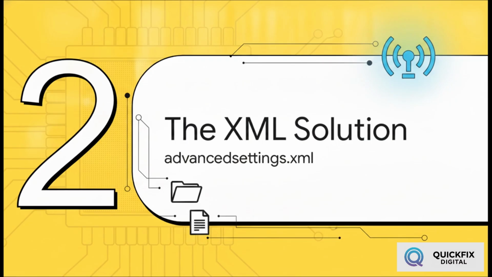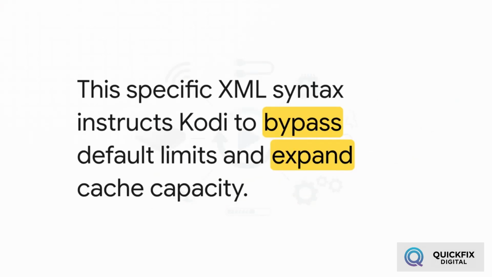Which brings us to part 2, the XML solution. Since that default allocation is the bottleneck, we need a way to override it. We're going to use the advancedsettings.xml file to manually command Kodi's network behavior. Now, don't let this code intimidate you.